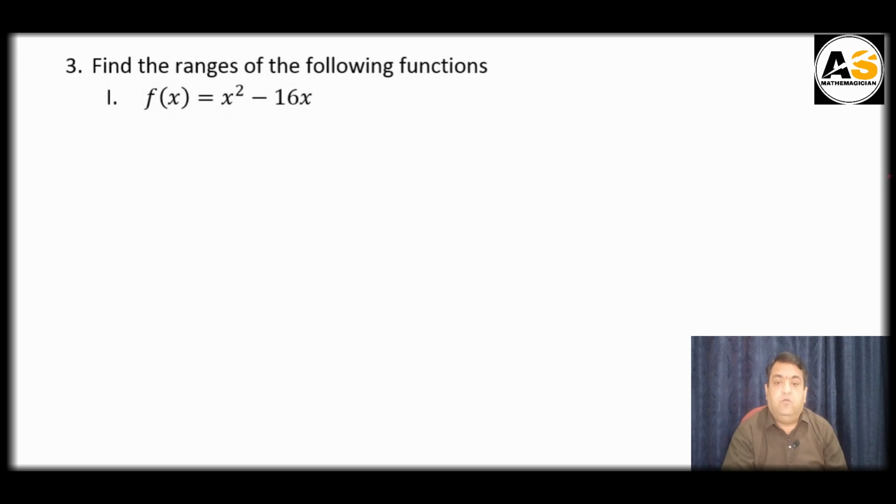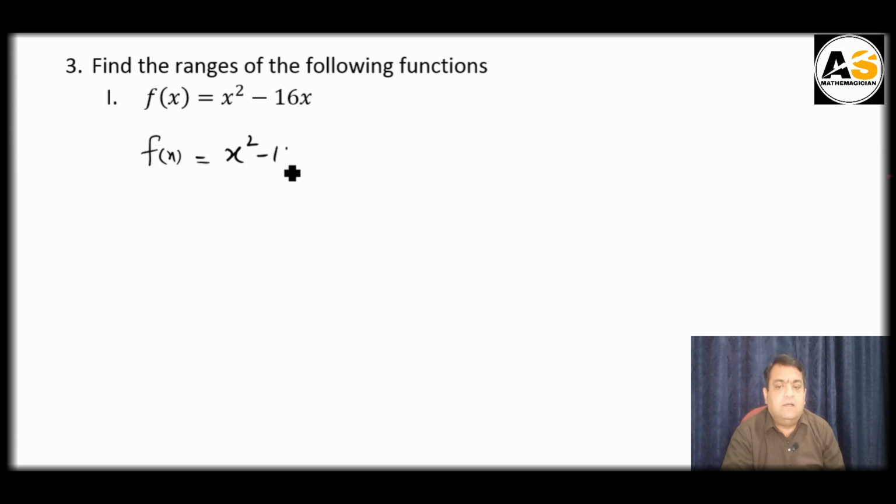Now we are going toward the third question of today's lesson. Dear student, this is very important. Find the ranges of the following function, part 1. So we are going back to our lesson number 1 of functions. f of x is given. We will first of all have to convert it into standard form.